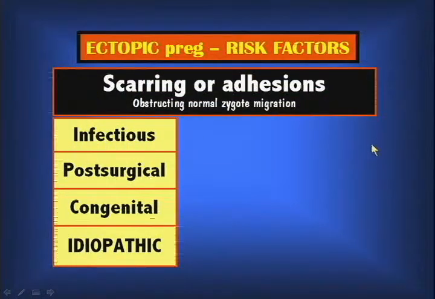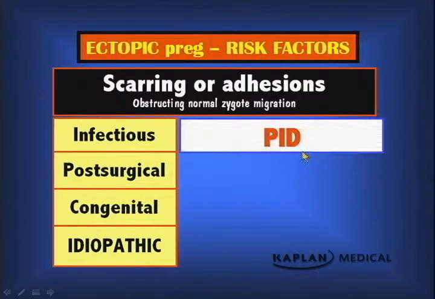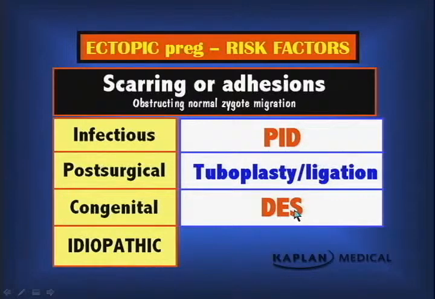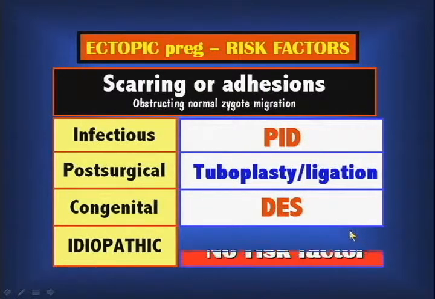Risk factors. Anything which obstructs the normal zygote migration increases the risk of ectopic pregnancy. This could be scarring or adhesions, either from an infectious cause, such as a PID, a woman who has had surgery on her fallopian tubes, tuboplasty, or if she had a failed tubal ligation, has a higher rate of ectopic pregnancy if she conceives. There'd be congenital scarring from diethylstilbestrol, where you have Müllerian anomalies. We talked about that earlier. But in most cases, there is no risk factor found, idiopathic.